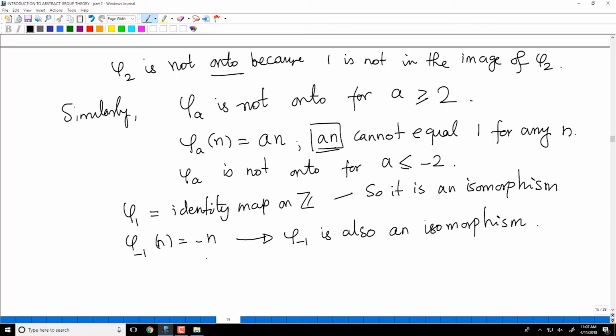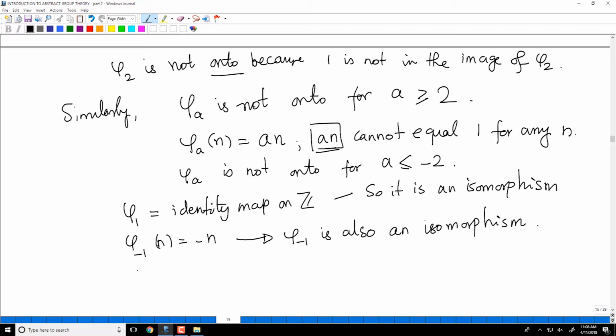Because every integer is in the image, it's onto. Is 10 in the image? Yes, because -10 maps to 10. Is 100 in the image? Yes, -100 maps to 100. Is it 1-1? It is certainly 1-1. All phi A's are 1-1. Okay, that we have discussed. Kernel of phi A is 0. So it is an isomorphism.